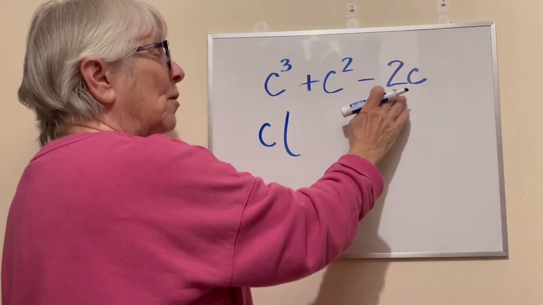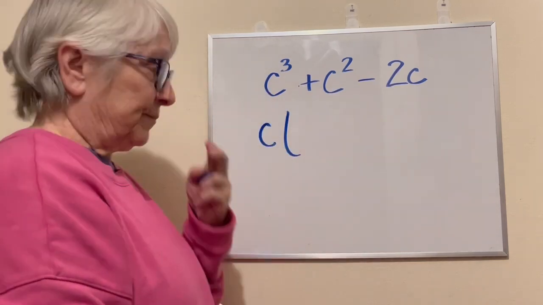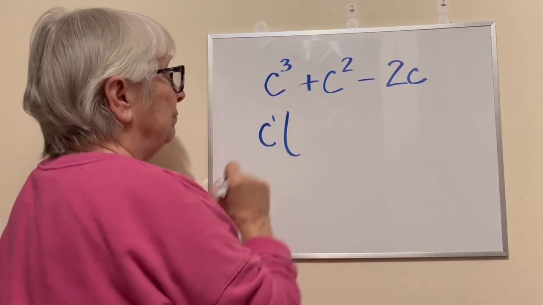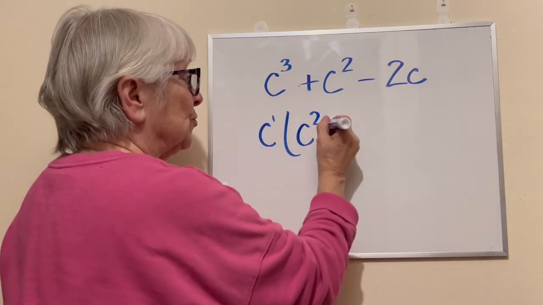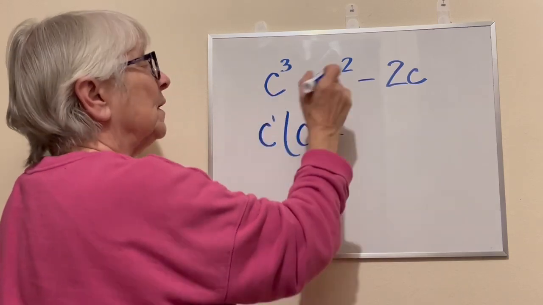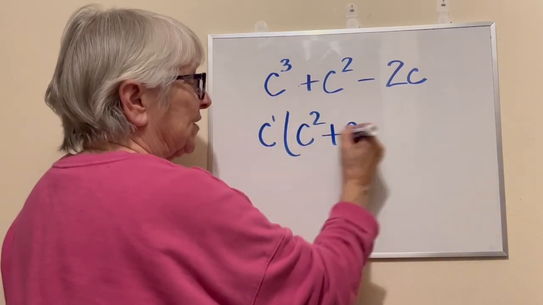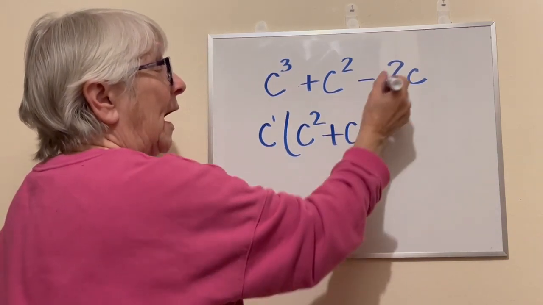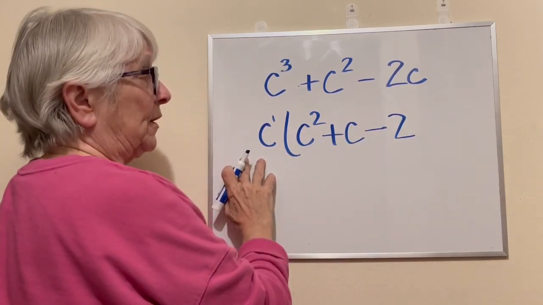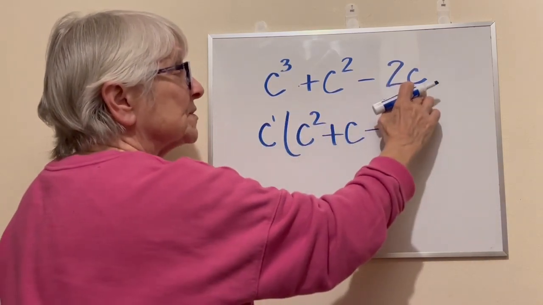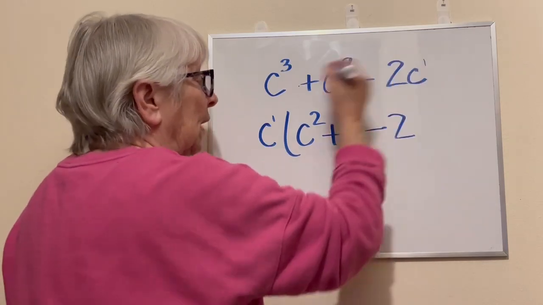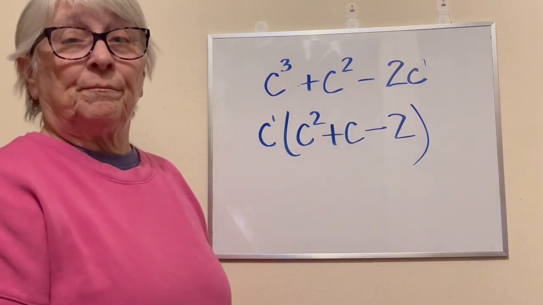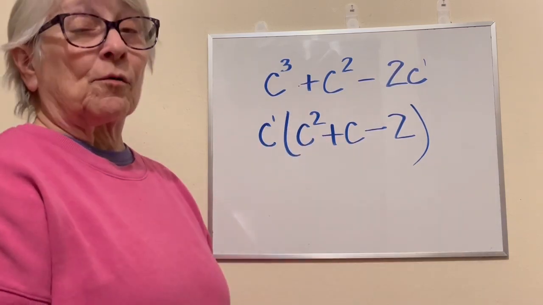I can't factor out a 2 because there's no 2 in either of these. So 3 minus this 1 is 2, so that's c squared. Bring down the plus sign. 2 minus 1 is 1, so that's just c. Bring down the minus sign. I have to write down the 2 because I don't have a 2 out here. And c times what is c? 1 minus 1 is 0, so I write 0 c's. I don't write 1. And I factored it out.